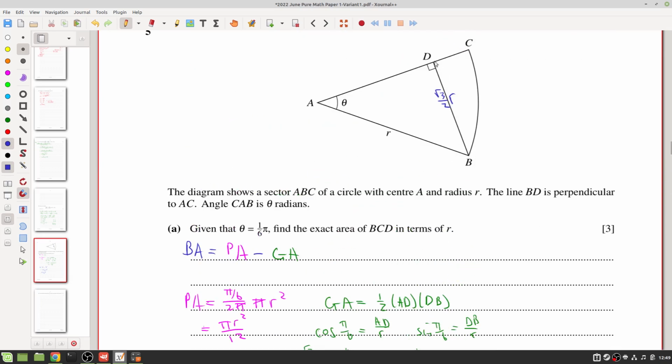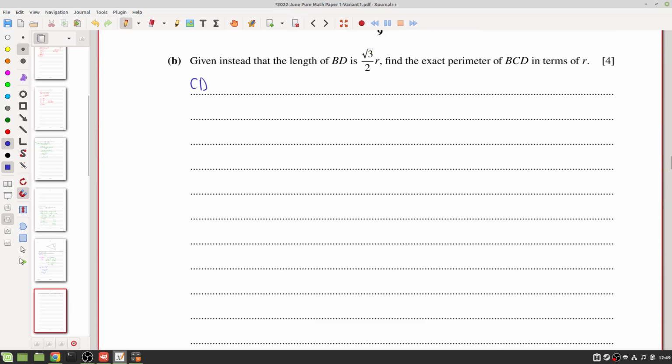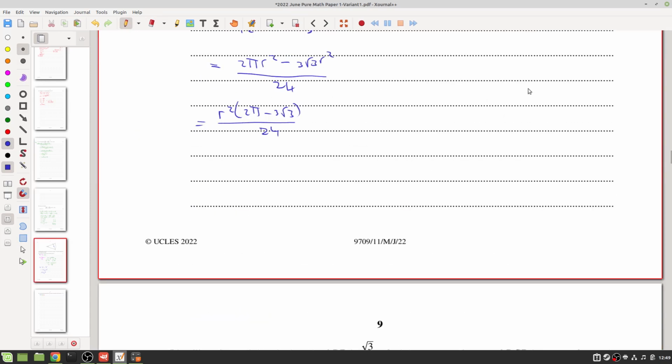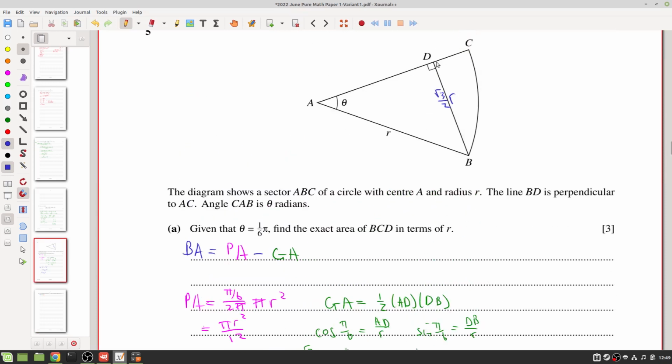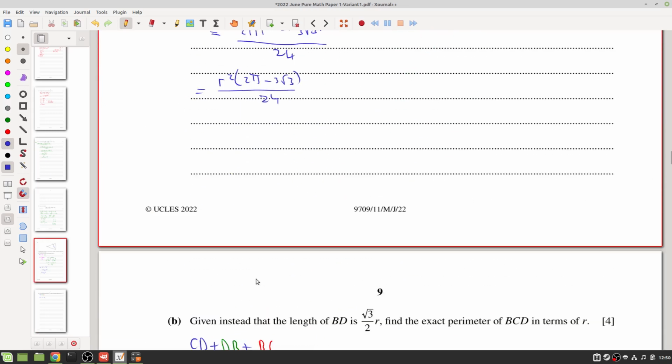So for this perimeter, we need CD plus DB plus BC. Let's color code them again. Let's do DB in green, and this one in red. So CD is going to be AC minus AD. Yes, that's CD.